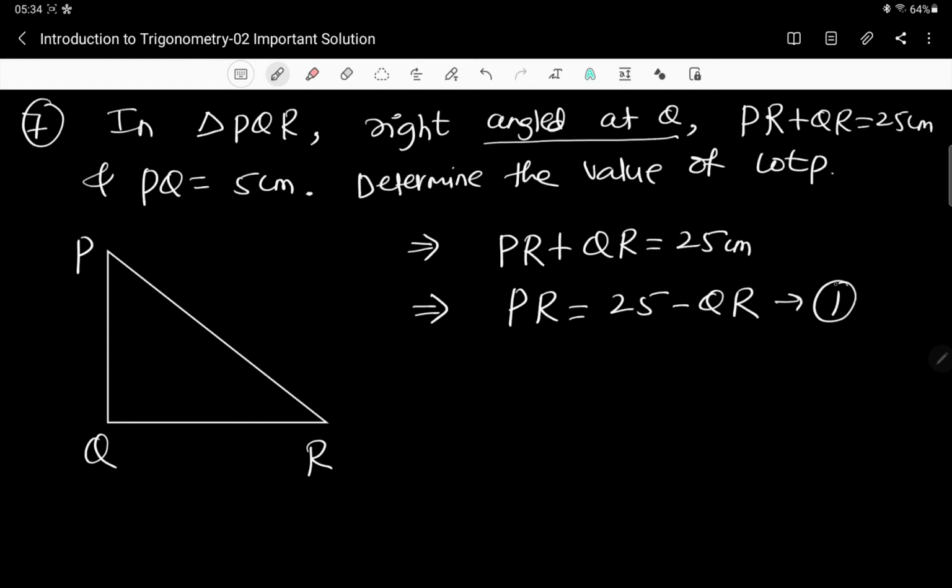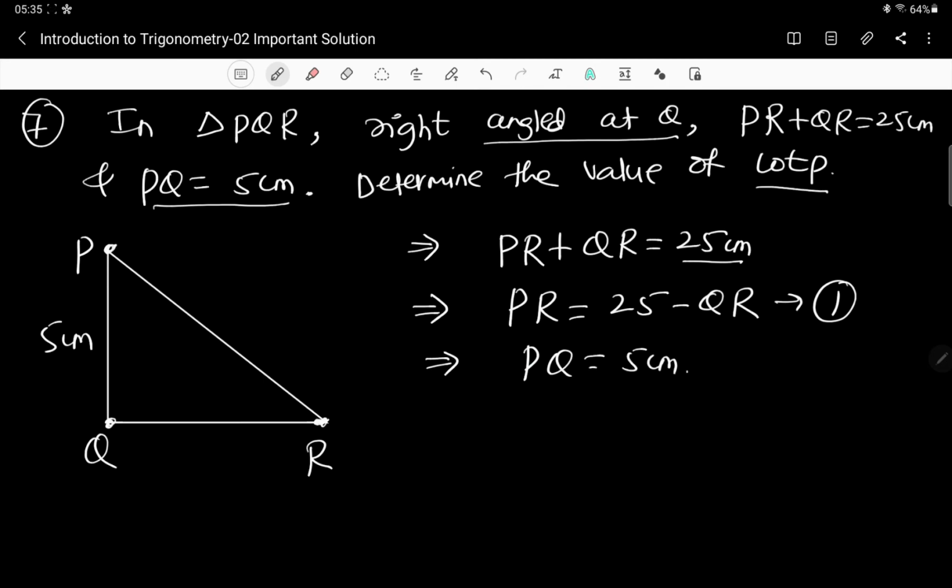So we can write it like this. Let me write it as equation number 1. So PR means, you understand, no? So here is PR, P to R. So PR plus QR, these two values together are 25, and right now I can write it as PR is equal to 25 minus QR. I call it equation number 1. And they have given PQ is equal to 5 centimeter. That means this is 5 centimeter. So I'll write that also: PQ is equal to 5 centimeter.